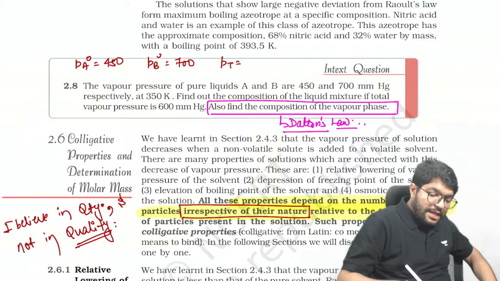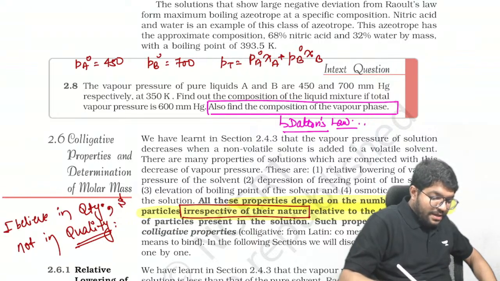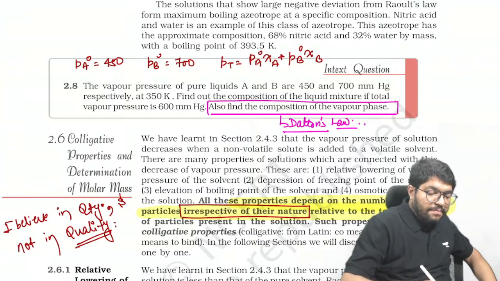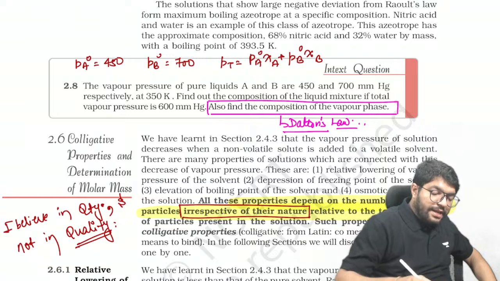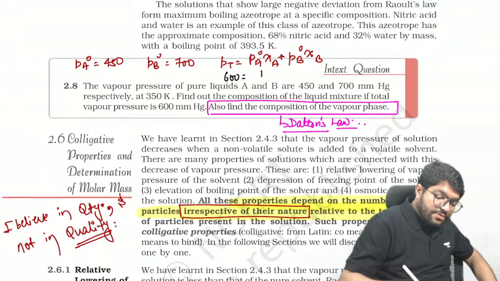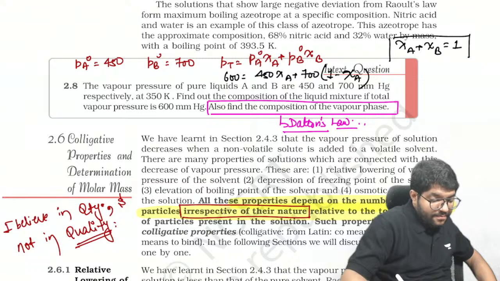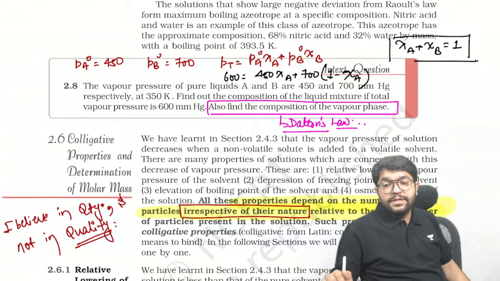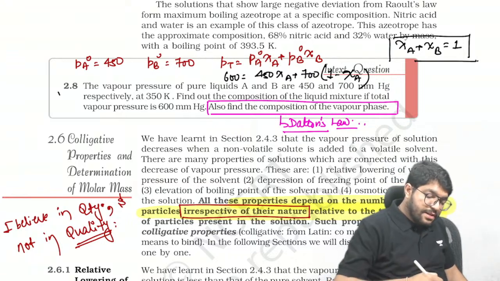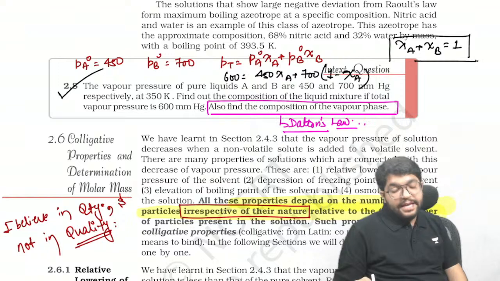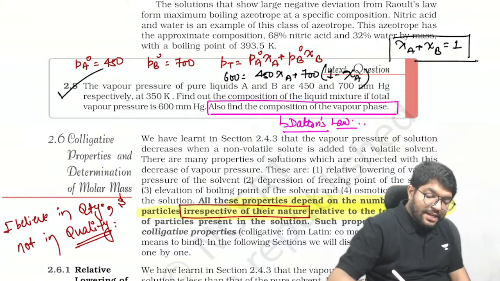And then P total is PA naught chi A plus PB naught chi B. How do I do it? Put the value quickly. Its total pressure is 600, which is 450 chi A plus 700 times 1 minus chi A. Remember, chi A plus chi B is equal to 1. Okay. Sorted, sir? Clear, sir? You get it as chi A and chi B. You get those values. Quickly, we can solve that here right away.